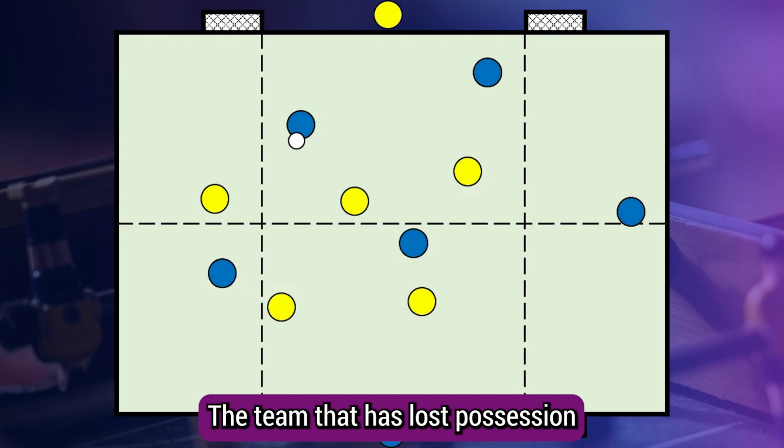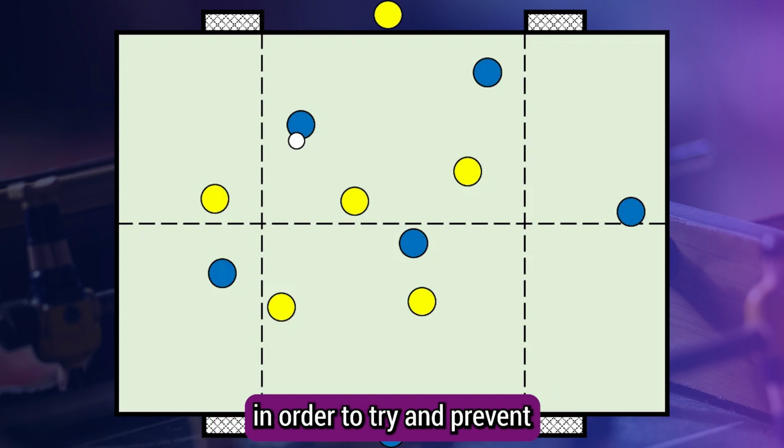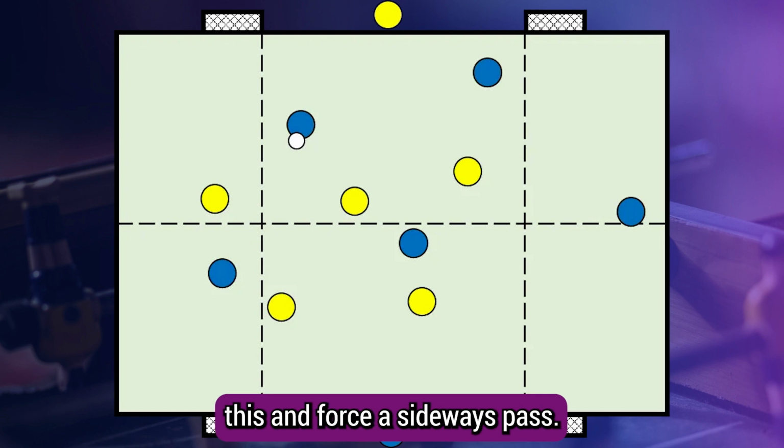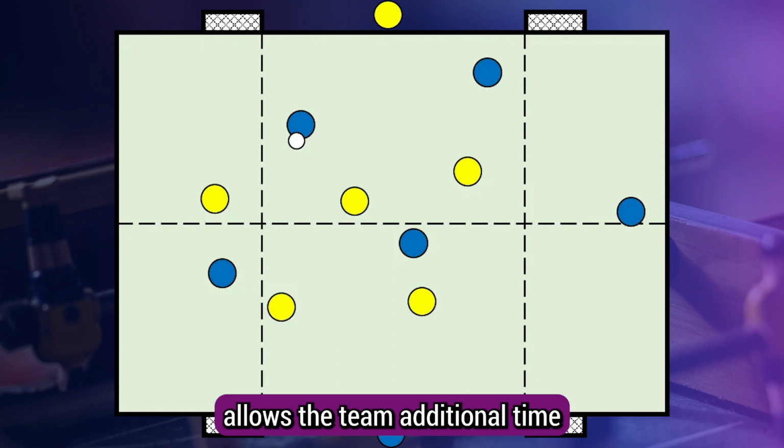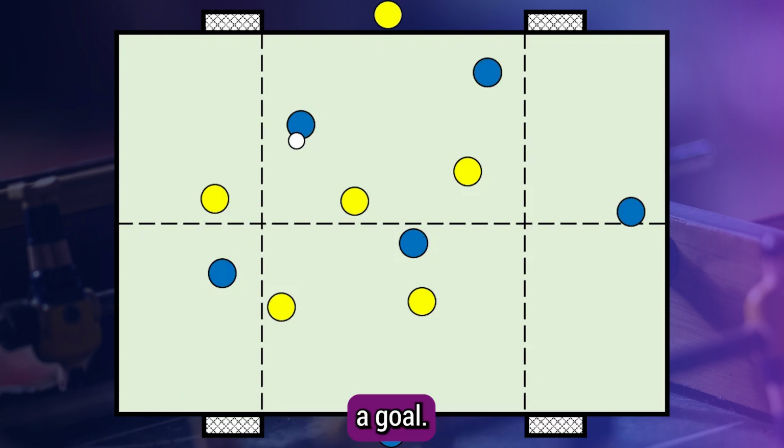The team that has lost possession must react quickly and restrict the space, protecting the middle, in order to try and prevent this, and force a sideways pass. Doing so in a game and delaying a counter-attack allows the team additional time to organize themselves properly, reducing the risk of conceding a goal.